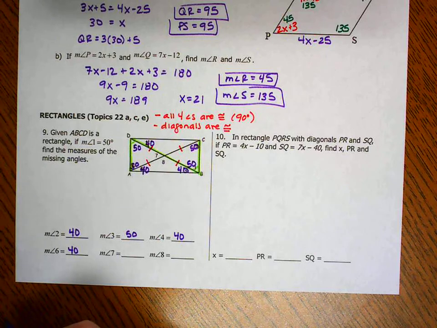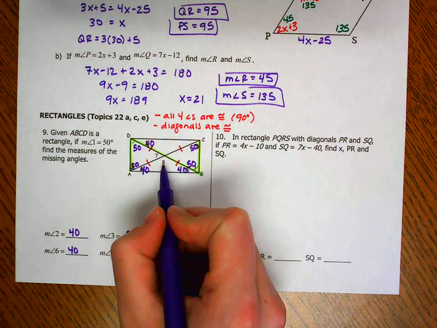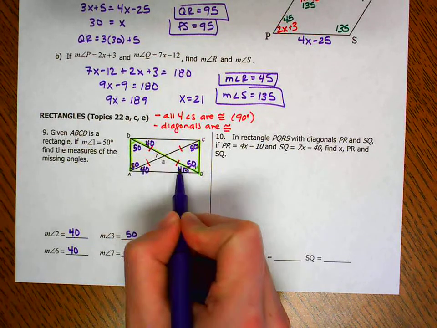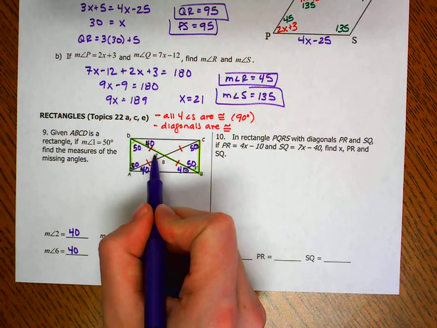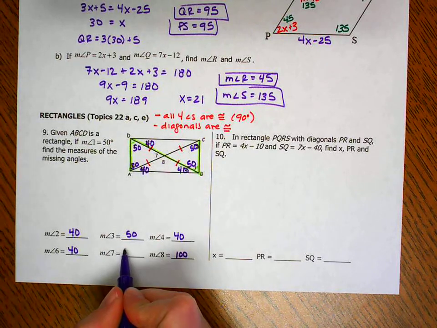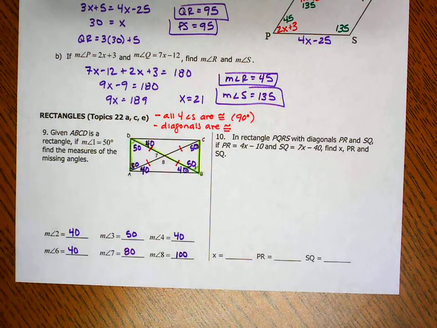Okay, we've got 2 more to do. Well, if I want to figure out what angle 8 is, I know that these 3 have to add up to 180. I've already used up 80, so there's 100 left. And I know that these 2 have to make a linear pair. They add up to 180, so angle 7 has to be 80 degrees.